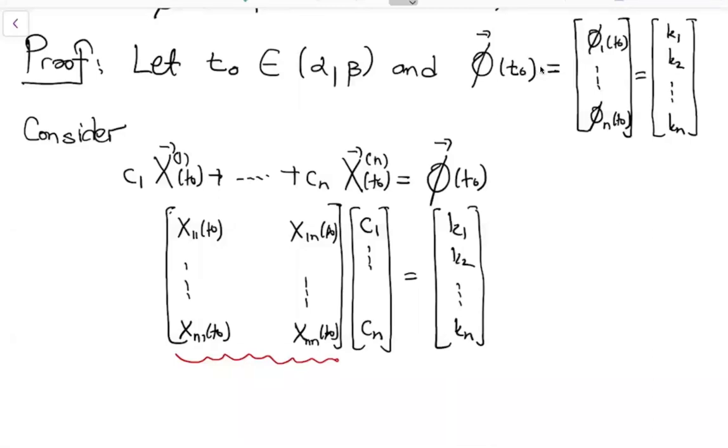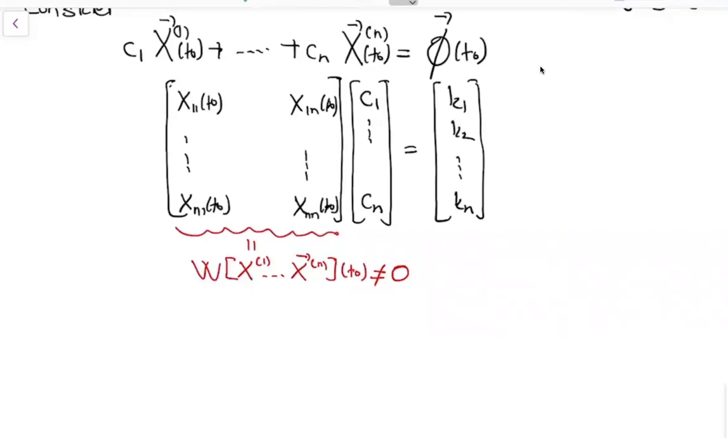So let me just rewrite this part. So this is equal to the Wronskian of X1 till Xn at t0. And we know from linear independence for each point, this is not zero. So we have a unique solution here, because this matrix is going to be invertible and you can easily find C1 to Cn. So then now let's look at the two solutions here.